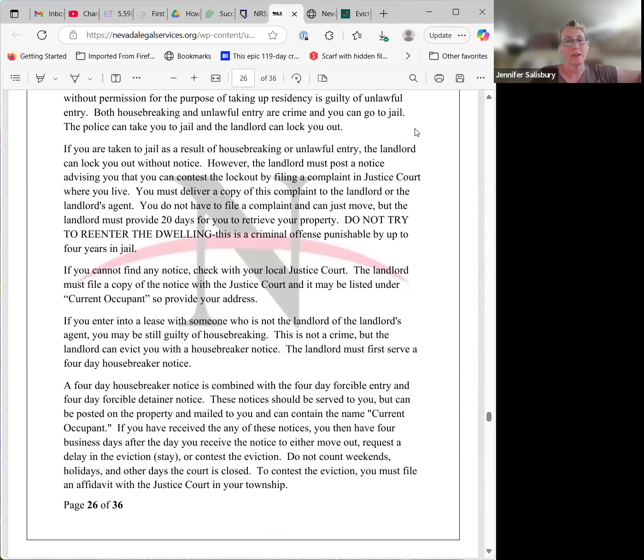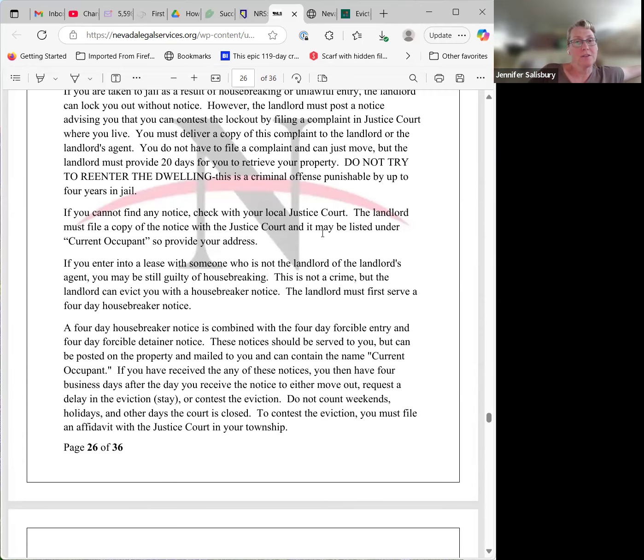If you enter a lease with someone who is not the landlord or the landlord's agent, you still may be guilty of housebreaking. It's not a crime, but the landlord can evict you with a housebreaker notice. The landlord must first serve a 4-day housebreaker notice. Interesting. Current occupant. If you don't know their name, then you just put current occupant. This tells you how to count the days.